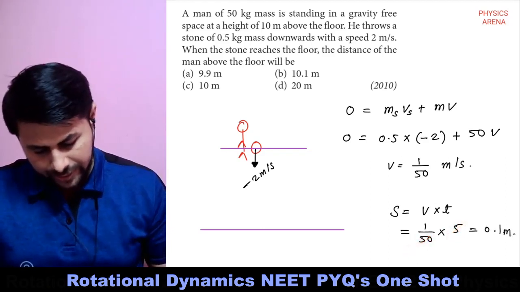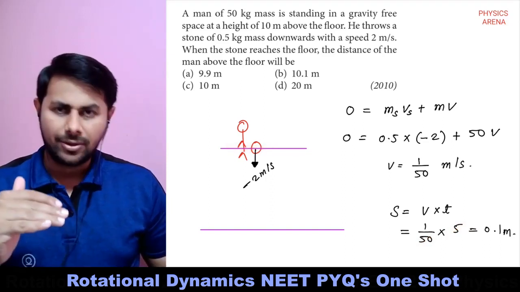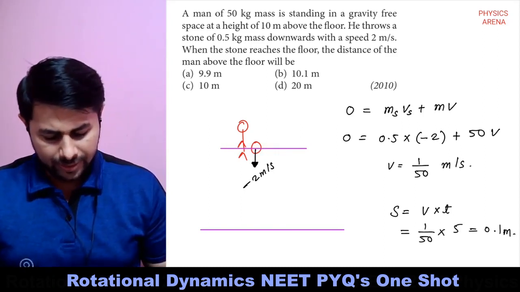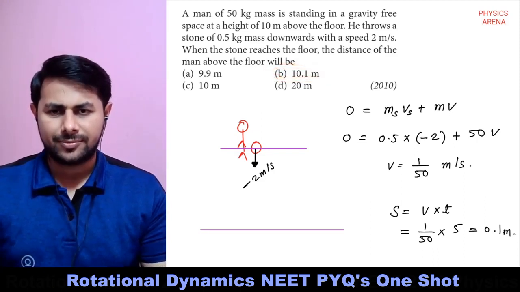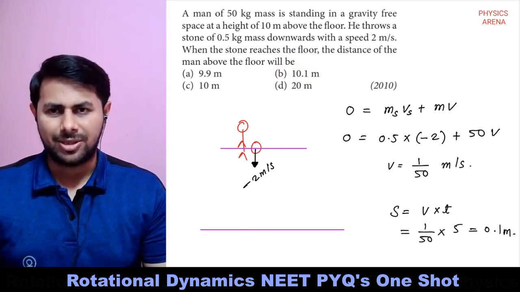So he was already at 10 meters. Now he moves 0.1 meters upwards. So that means at what height will the man be? 10.1 meters, right? He will be at the height of 10.1 meters.